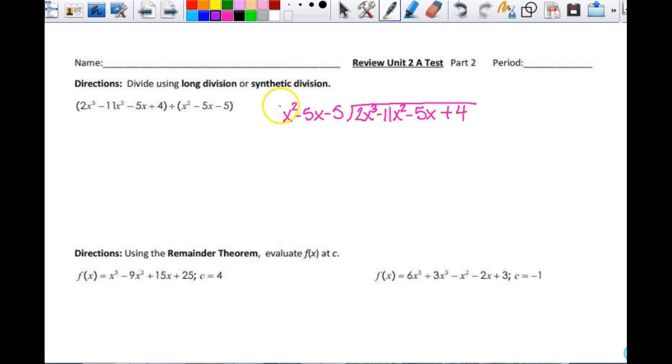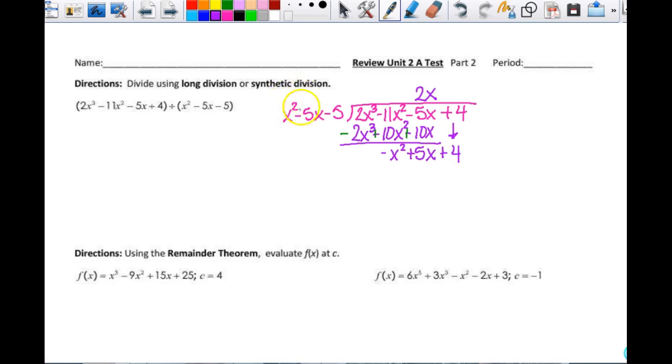So if I take 2x cubed and divide it by x squared, I get 2x. So I put 2x over the x. So 2x times x squared is 2x cubed. 2x times a negative 5x is negative 10x squared. 2x times a negative 5 is negative 10x. I'm going to go through and make sure I change my signs. Those zero out, and I get negative x squared plus 5x. Then I bring down my 4.